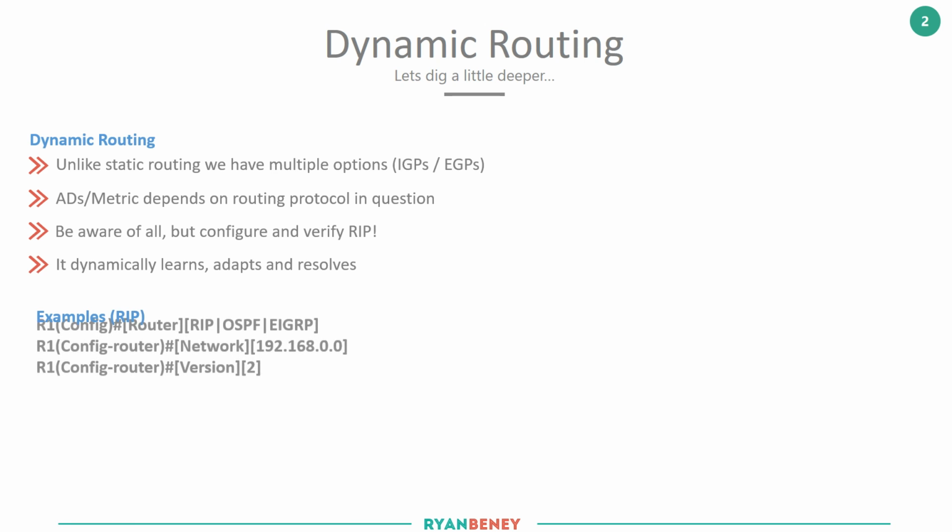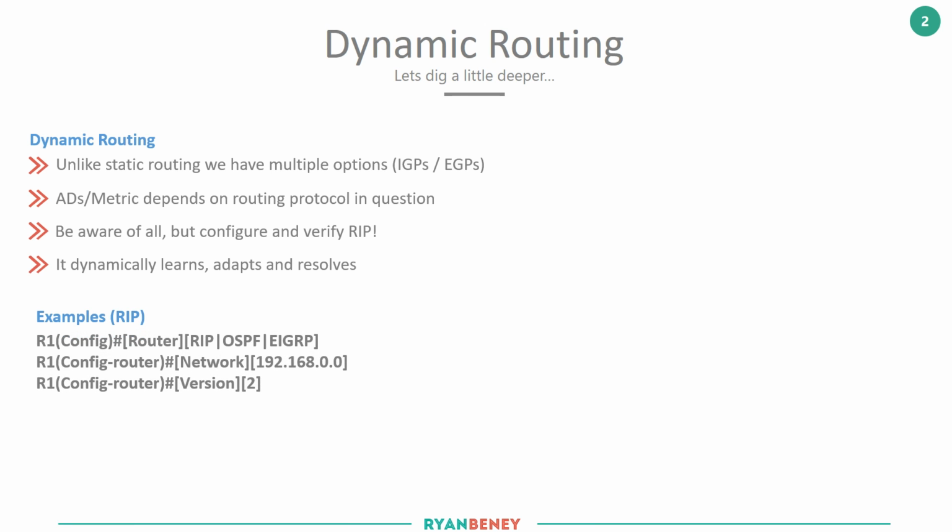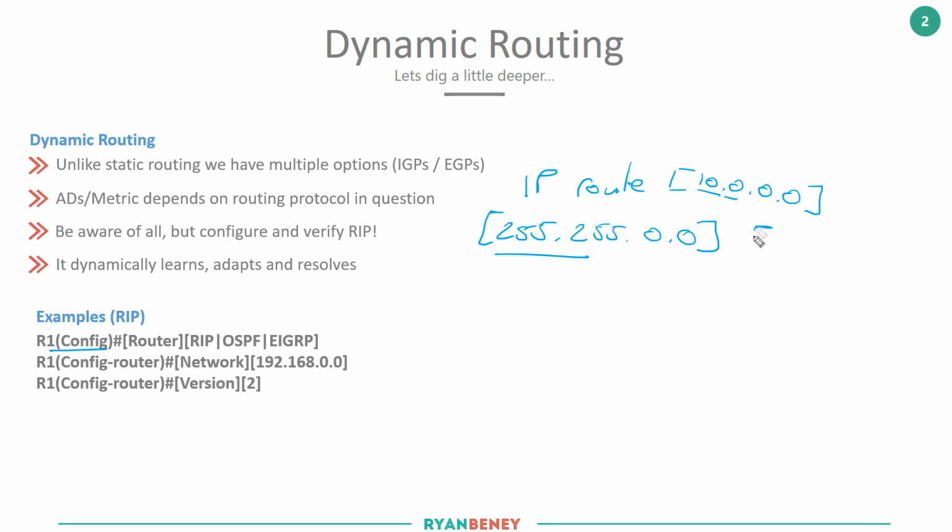So some real basic example here of RIP routing. So previously we would go onto the config, and for static we would type IP route. We would then type in the destination network that we wish to get to. We would then type in the destination subnet mask. So let's say for example this is the 10.0/16 network, and then we would normally type in the next hop IP address.